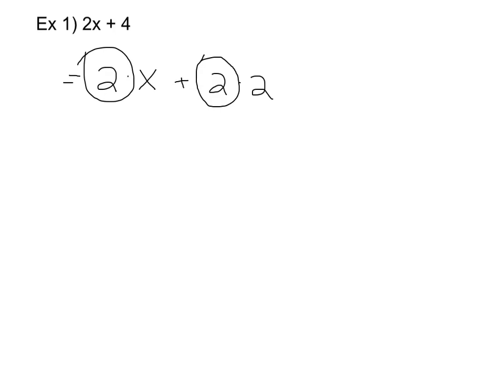And so I know that I can factor the 2 out from my expression. So we're going to factor the 2 outside, and left on the inside we have x plus 2. We already checked this on the last slide, so I'm not going to check again.